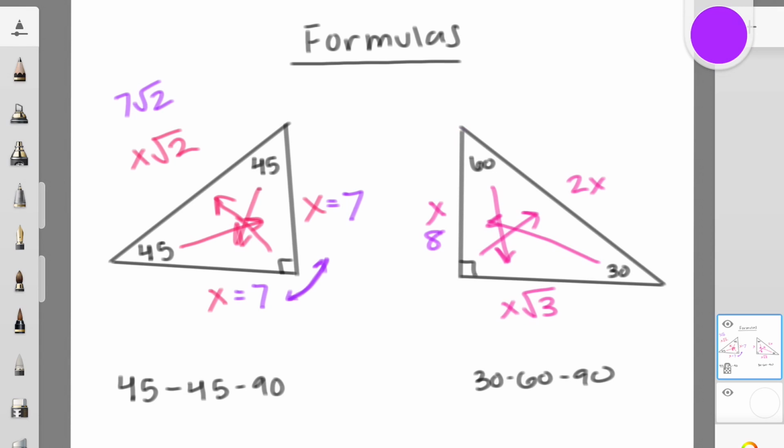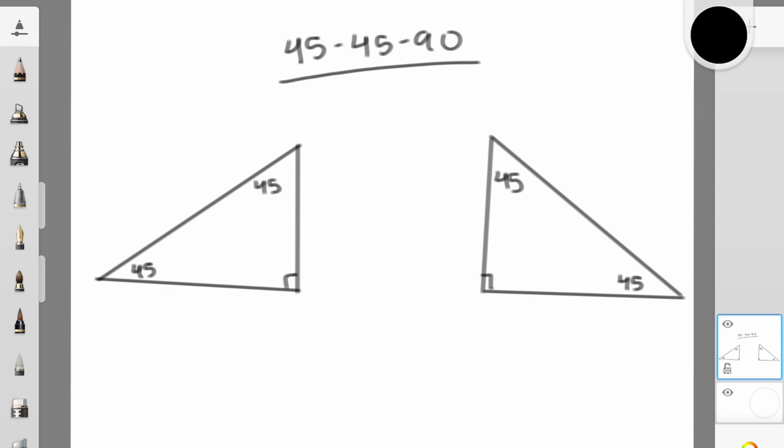You know that x equals 8, so you're going to plug in the 8 for the rest of the x's. Across from 60 would be 8 square root of 3, and across from 90 you would do 8 times 2, which is 16. So that's how you would find the lengths of the unknown sides on a special triangle. But these are easy examples, so let's do some harder ones.